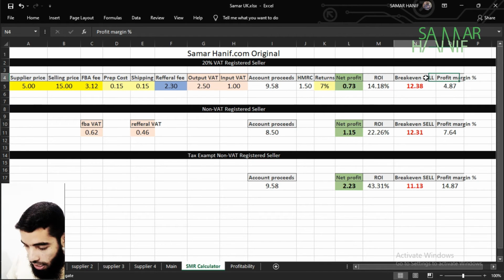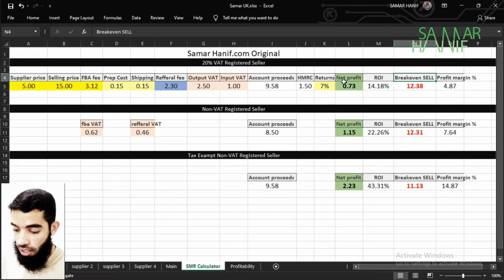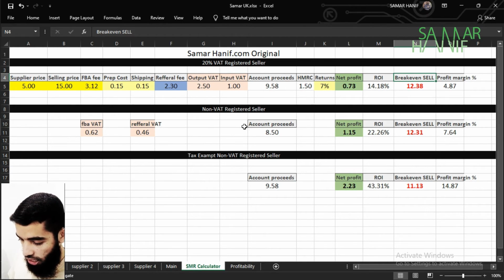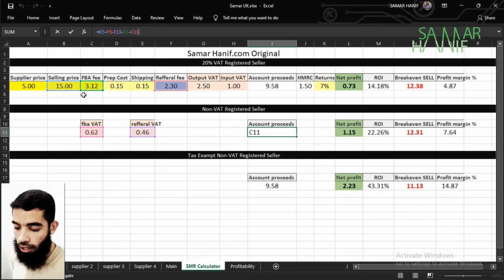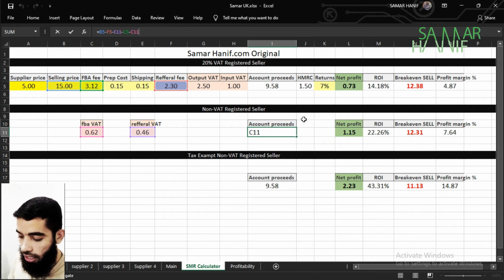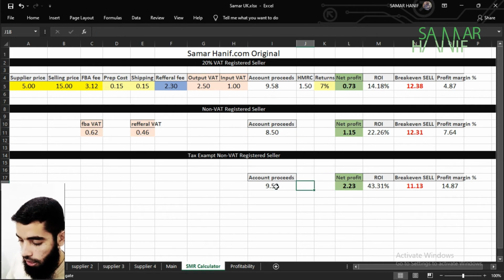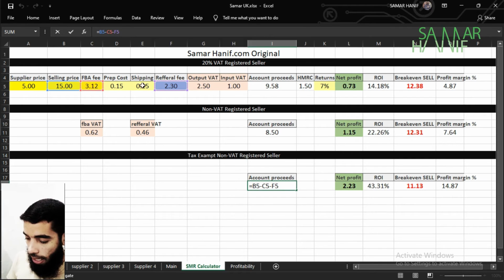Now, have you noticed each section of this sheet is calculating a different break-even? That's because the net profit is different for each type of seller. For this section in the sheet, the profit calculation is almost the same. The difference is that Amazon deducts the VAT on FBA and referral fee and then proceeds the remaining amount in your account. But in this case, you don't have to pay anything to HMRC. And in this last one, as you are tax exempt, you neither have to pay any VAT on Amazon fee nor to the HMRC.